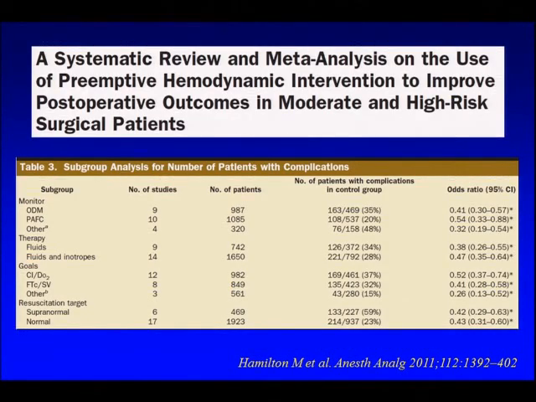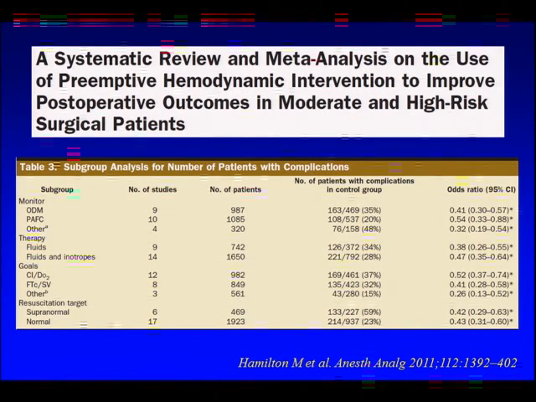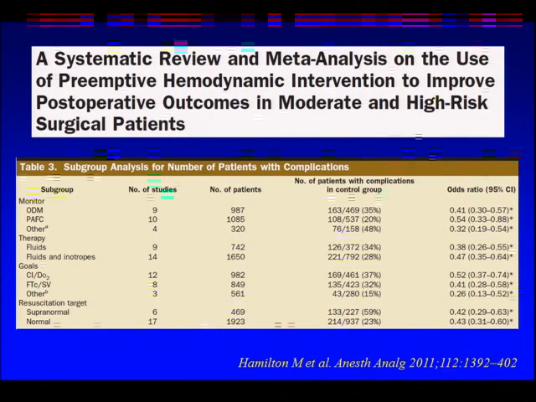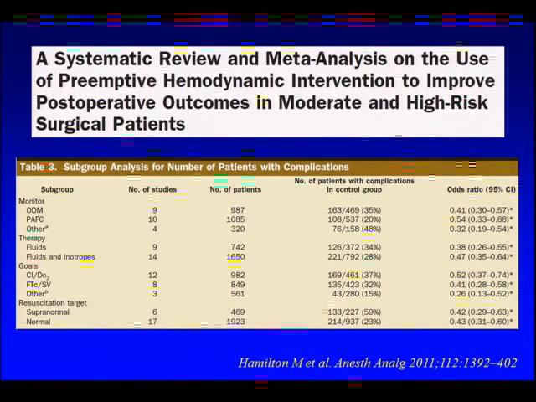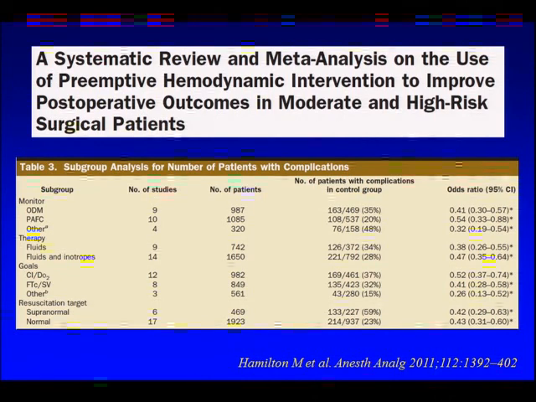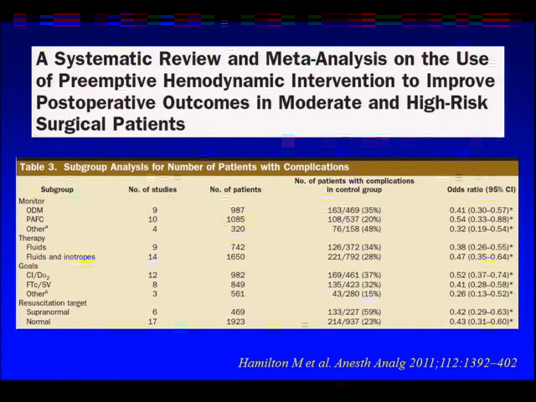Now the question I'm commonly asked is, what should be the goals? What monitors should we use? Is it important if I use fluid only, or should I use inotropes? What about supranormal goals, as espoused by Shoemaker and colleagues many years ago? Should I achieve supranormal goals or just normal goals? Interestingly, this meta-analysis looked at some subgroup analyses, and what they found is that whether you use one monitor versus another, fluid or inotropes, or whatever goals you use, whether it's cardiac index, oxygen delivery or stroke volume, it really doesn't matter.